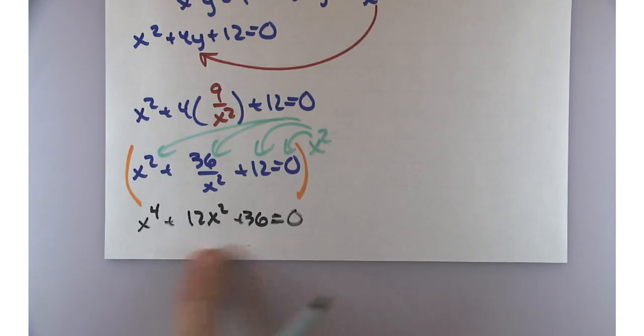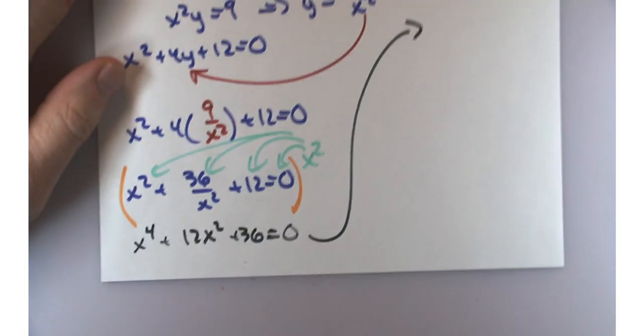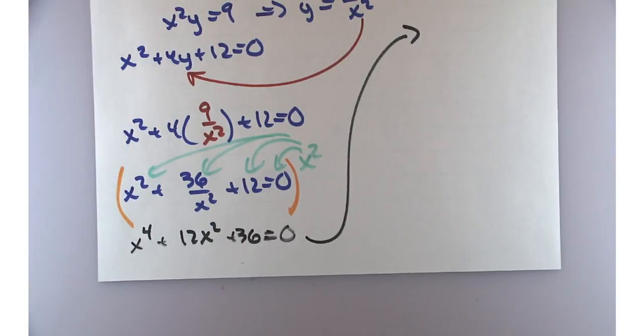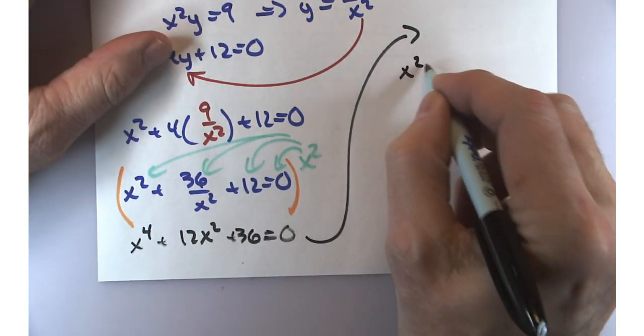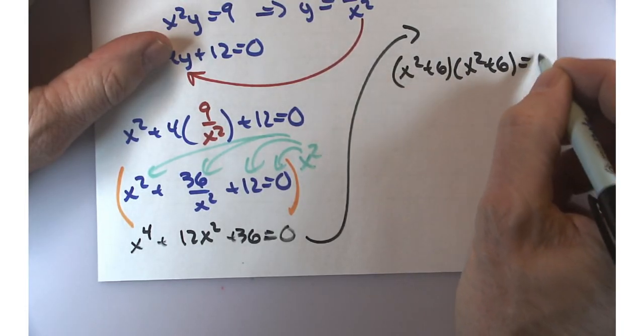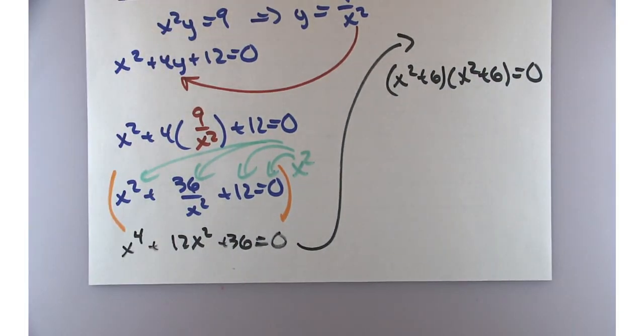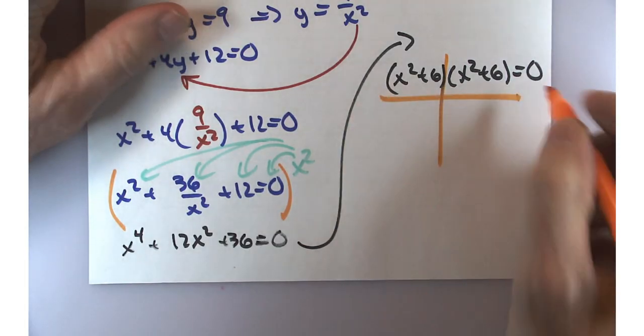This actually factors. You may look at that and go, oh, well, yeah, maybe it kind of factors. In fact, we dealt with that kind of factorization in the last section. It's x squared plus 6 times x squared plus 6. And that's nice. It's already nice and factored. So just kind of like this.